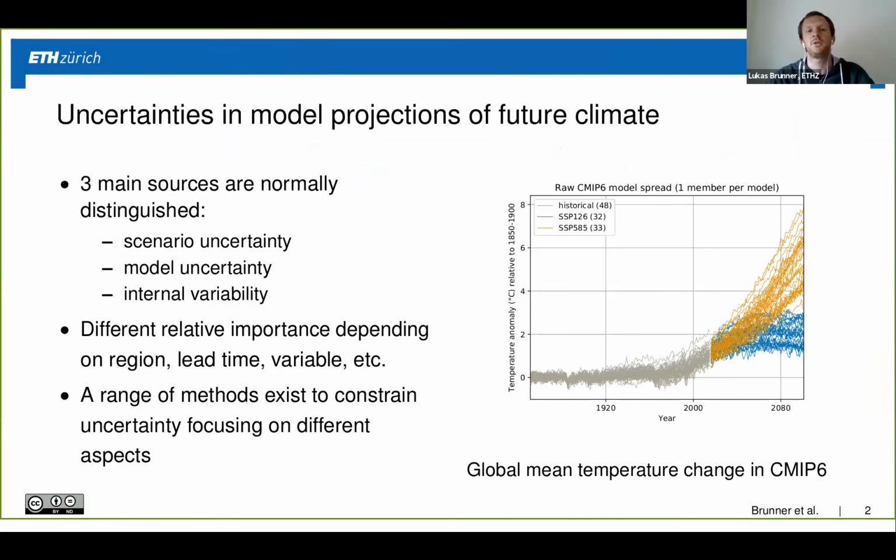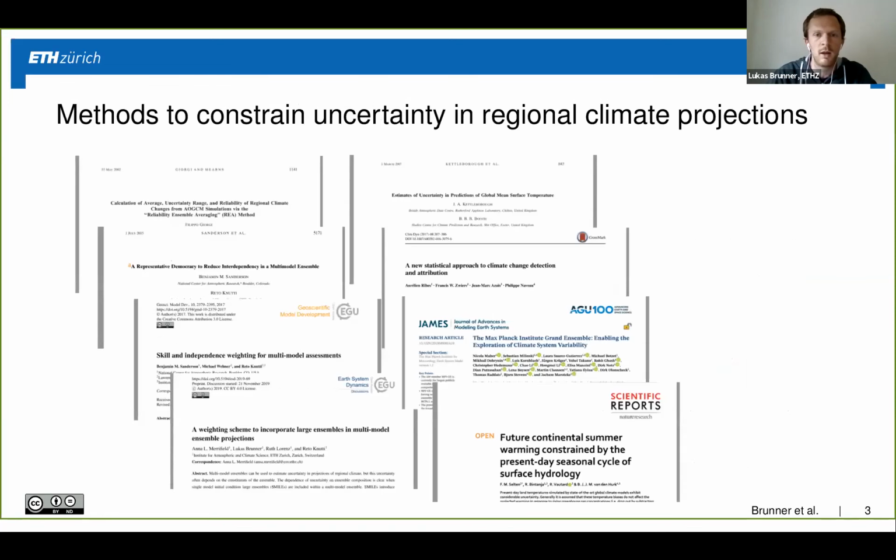If we talk about uncertainties in model projections of future climate, we normally distinguish three sources: scenario uncertainty, model uncertainty, and internal variability. It has been shown that the relative difference is very much dependent on the variable, on the lead time, and on the region. Over the years, a range of methods has been developed to constrain the model range. These are some examples of methods to constrain regional uncertainty in regional climate projections.